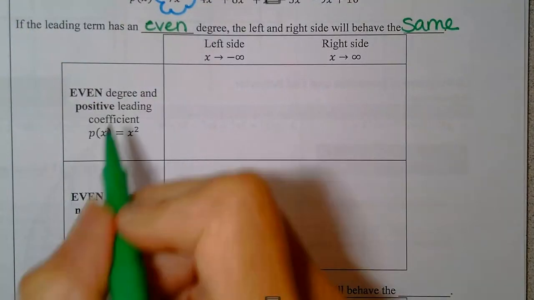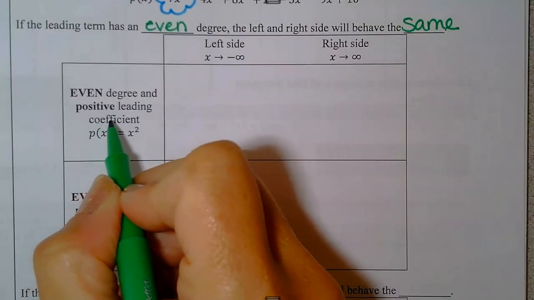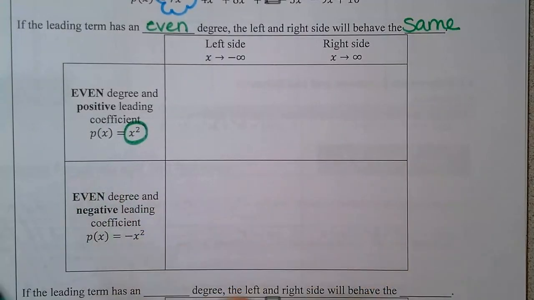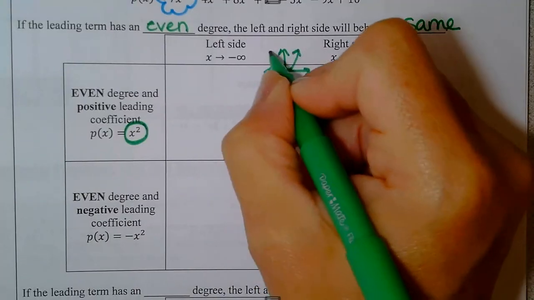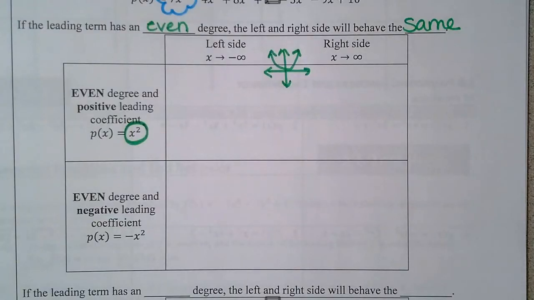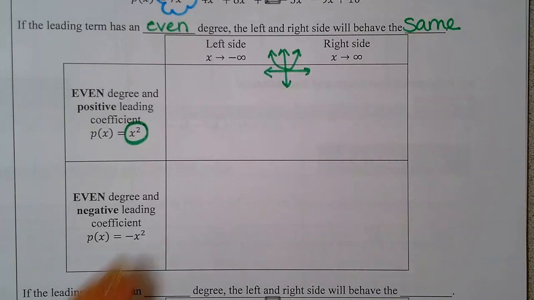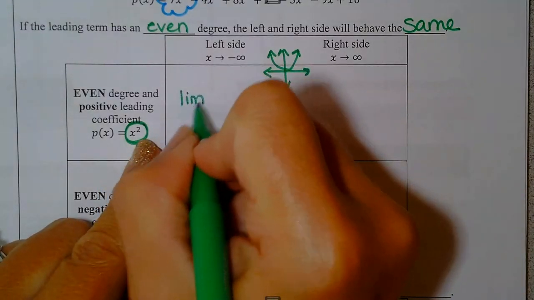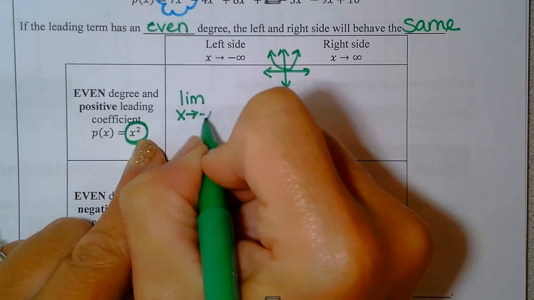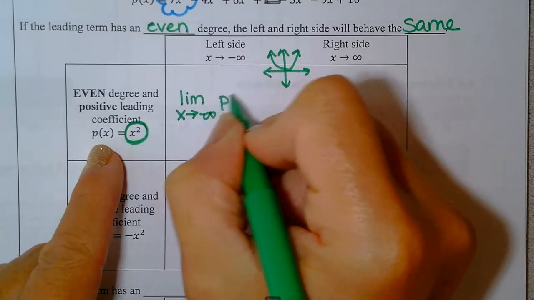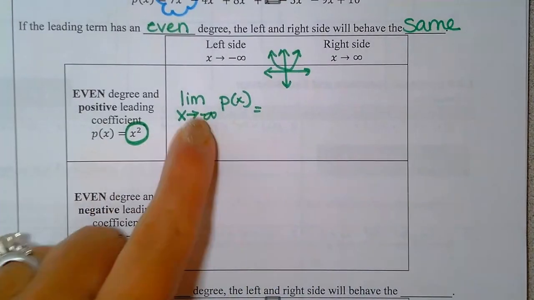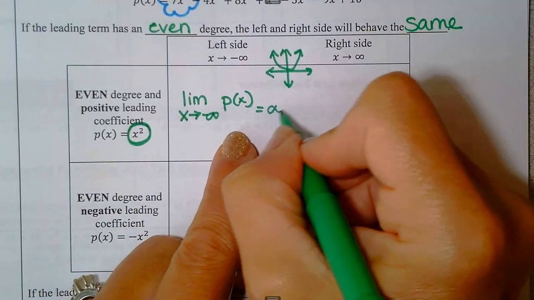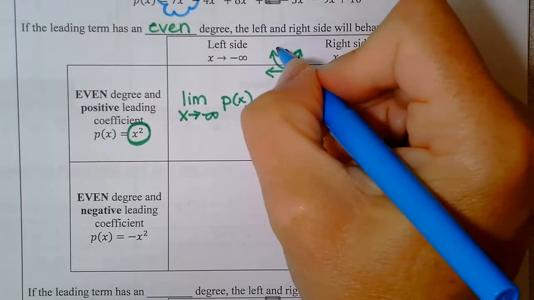So if it's even and positive, it's going to look like this. Me being my visual self, I like to just draw a quick little graph. And then I can do my limits based off of that, just so that I have a visual. So you're going to have a limit as x goes to negative infinity of this function, called p of x. So what's this one doing? Positive infinity. Fantastic.